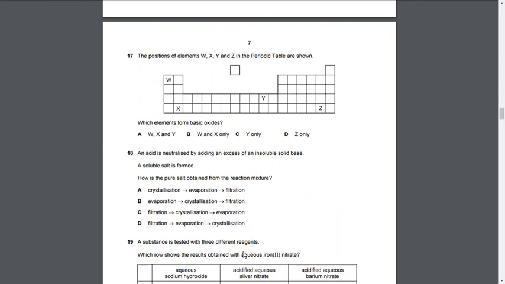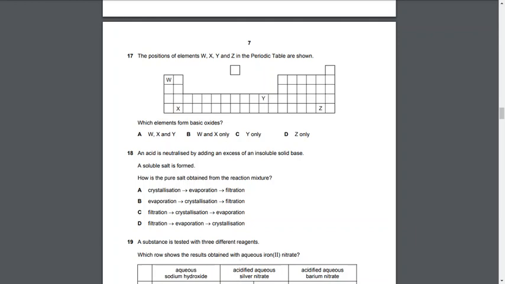17. The positions of elements W, X, Y, and Z in the periodic table are shown. Which elements form basic oxides? So we are going to look at it. There's no need to use a periodic table, we have it given in front of us. We must know the characteristics of each period and group when solving these sorts of questions. These types of questions often appear in the paper, especially in MCQs.